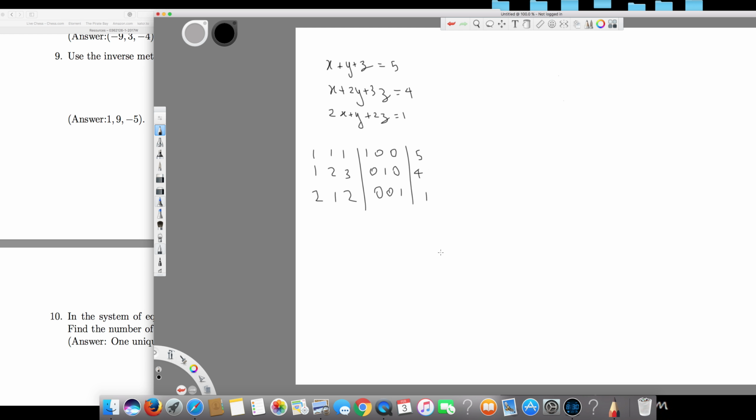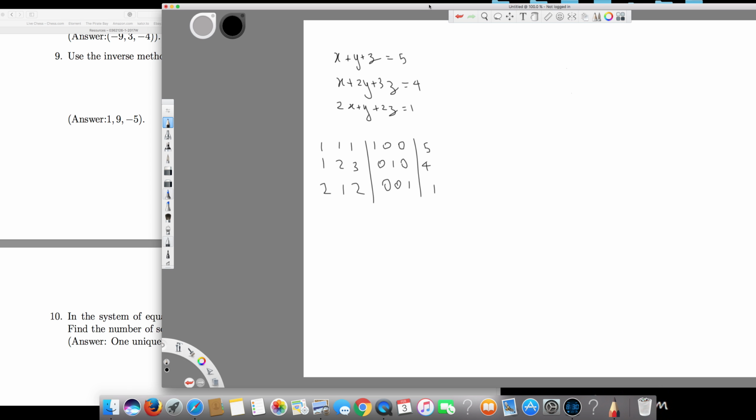Our goal is to bring this Gauss-Jordan pattern to the left side. If we bring that, this side will also change and give the inverse of this matrix. That's the main purpose of this question. Let's do it one by one. I would like to start from the first row, first column.